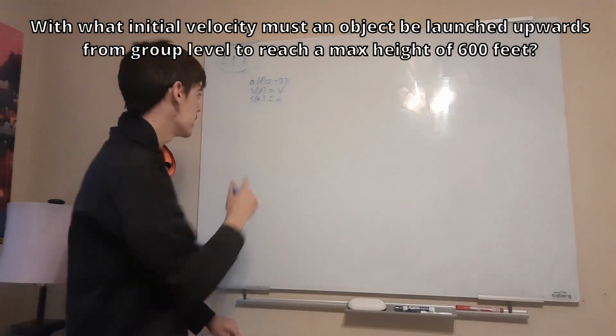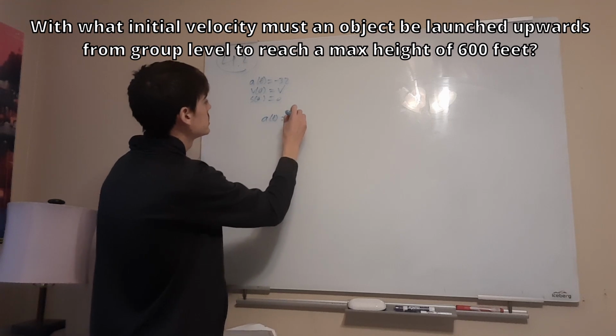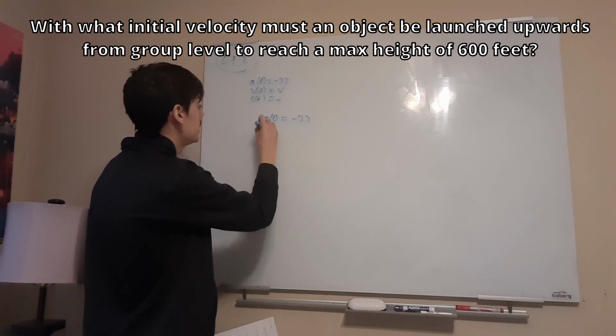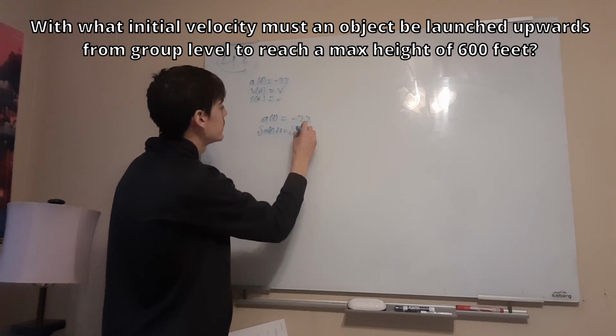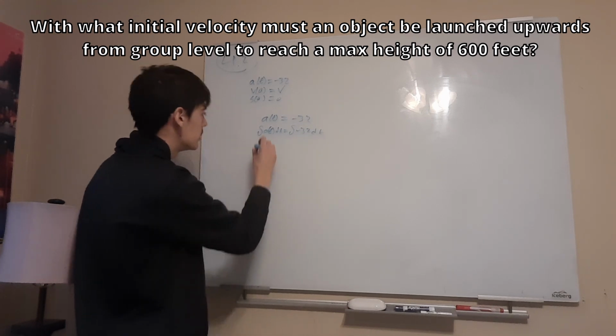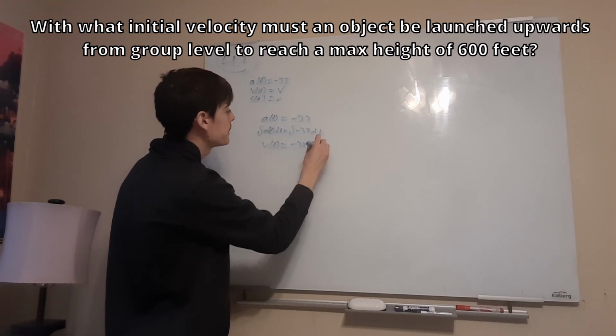So I'll get to that then. So first we just proceed as normal. So a of t equals negative 32. Integrate a of t dt equals the integral of negative 32 dt. Just like normal, we'll get v of t equals negative 32t plus c.